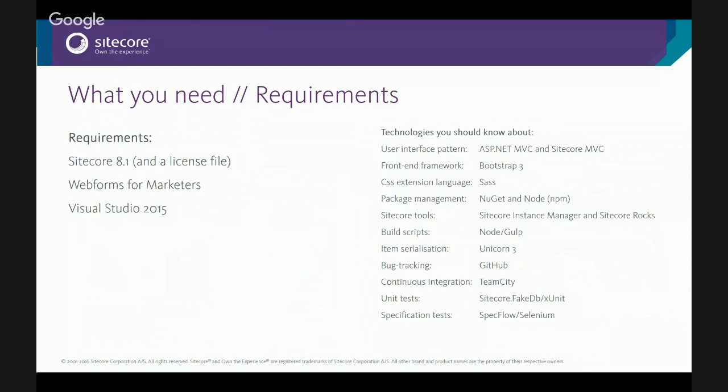The packages, we're using NuGet for the C# or Visual Studio packages, and then we're using Node, the Node package manager, for some of the build scripts. I'll just briefly show that to you as well. Sitecore Instance Manager, Sitecore Rocks is good to have. And then I guess just highlighting Unicorn as the serialization that we're using.